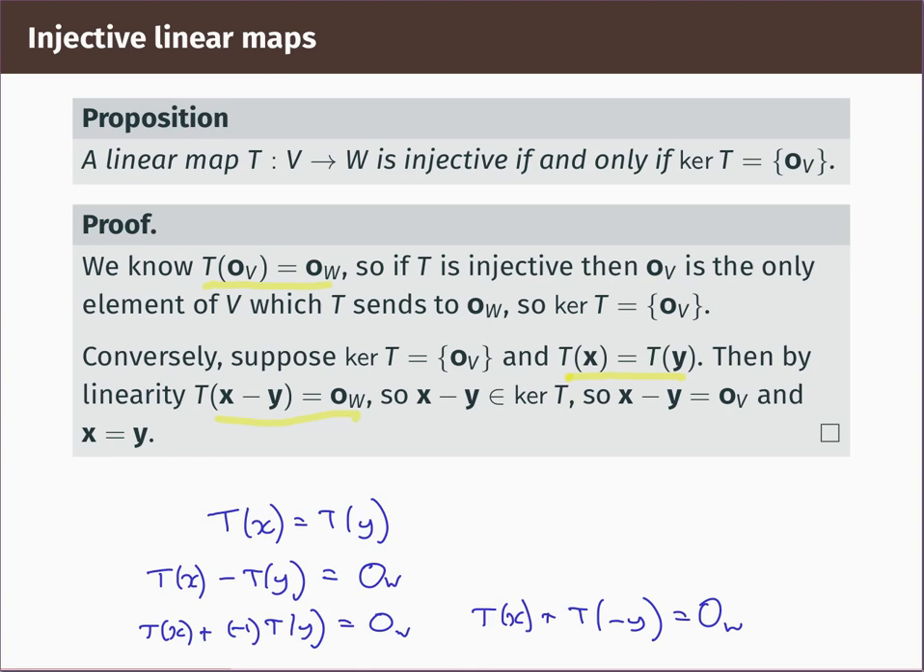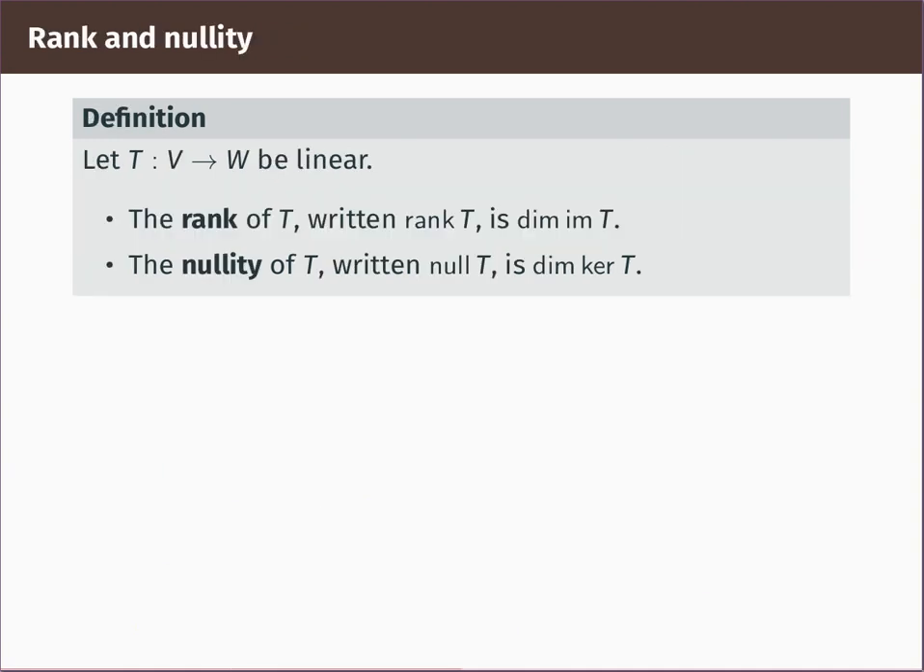That says that x minus y is in the kernel of T, but the kernel is, by assumption, just the zero vector. So x minus y equals the zero vector. In other words, x is equal to y. So that gives us injectivity, so we've now done both directions of this proposition. Okay, now we really are ready to do the rank nullity theorem.